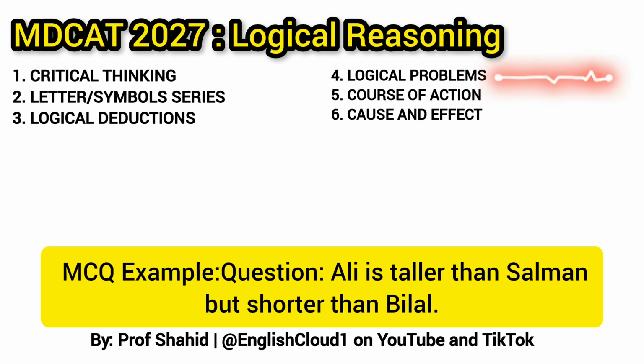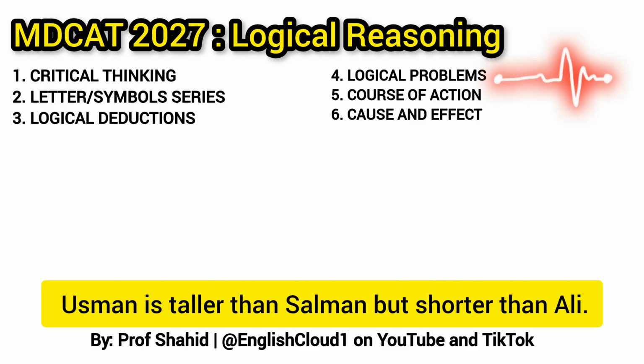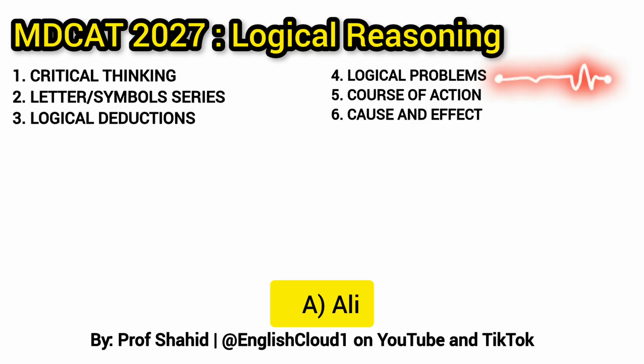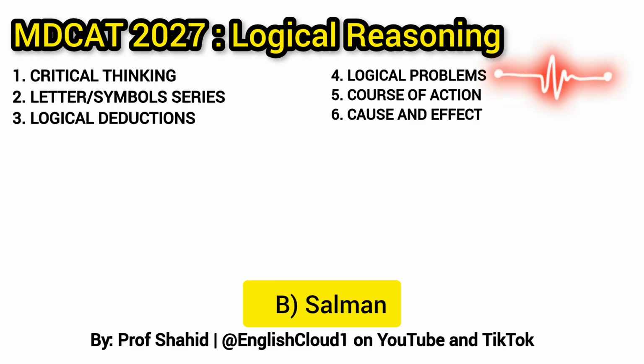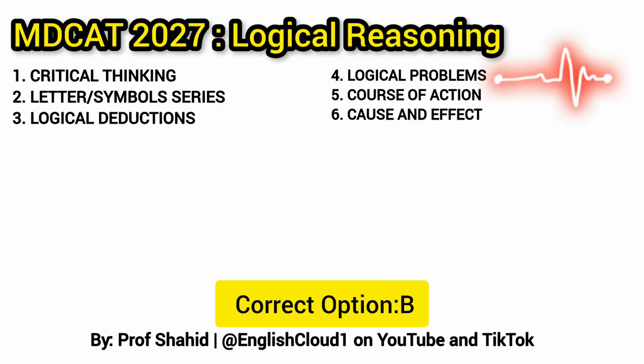MCQ example. Question. Ali is taller than Salman but shorter than Bilal. Usman is taller than Salman but shorter than Ali. Who is the shortest among them? A. Ali. B. Salman. C. Bilal. D. Usman. Correct option B.